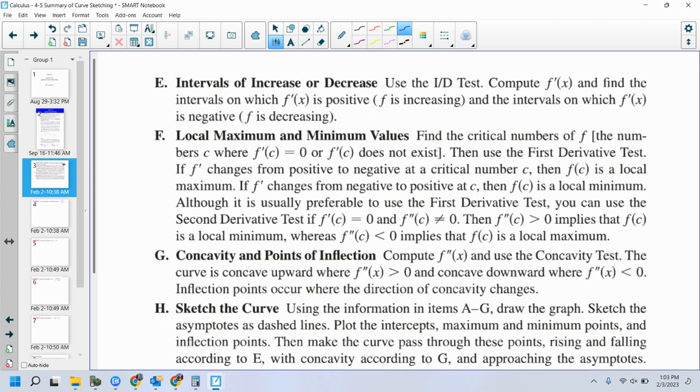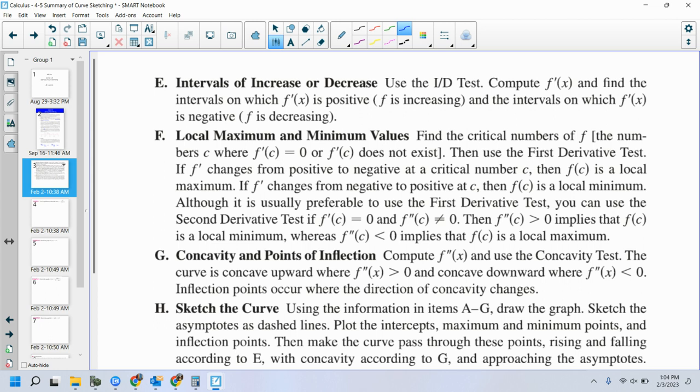The second derivative test says if you plug a c value, a critical point, into the second derivative and it comes out negative, that means it's concave downward, so it's a local maximum. If you plug in a critical value into the second derivative and it comes out positive, that means it's a happy face, so that's a local minimum. If it comes out at 0, then there is no maximum or minimum at that location. You'll have to find the second derivative anyway because part G says find the concavity. When is it concave up? When is it concave down? And that will also tell you what the inflection points are.